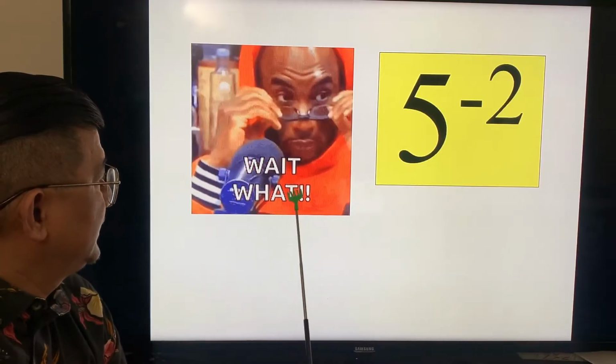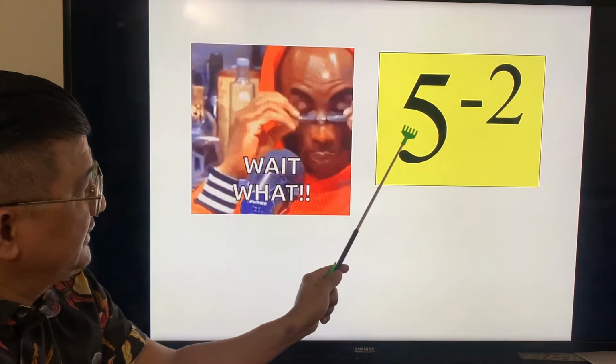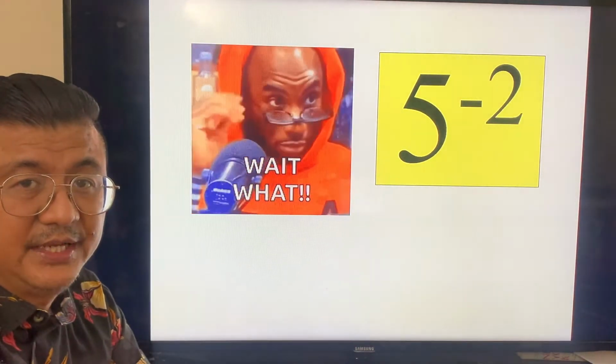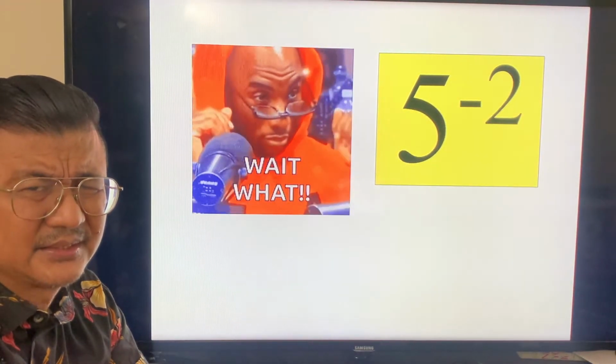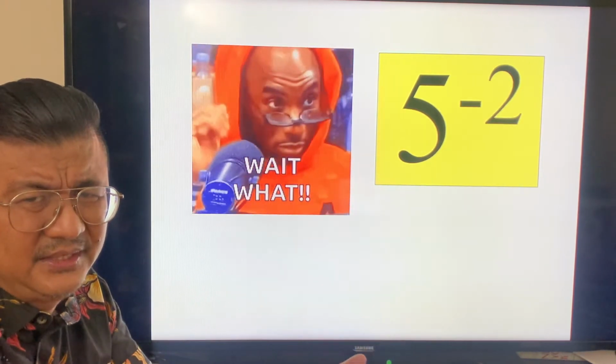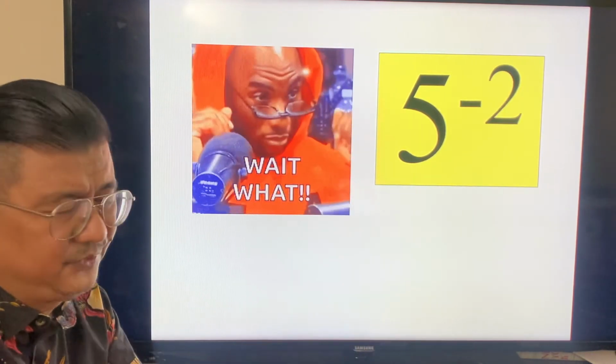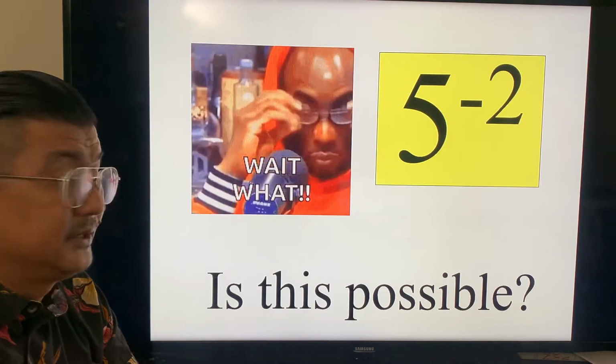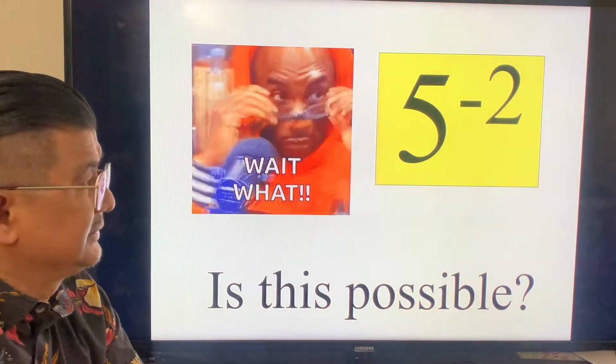Now, this guy is surprised. How can a base have an exponent of negative 2? Does that make sense? Is it 5 times 5, but it's negative 5? It's confusing. Alright, don't worry. Is this possible? Yes. Check this out.